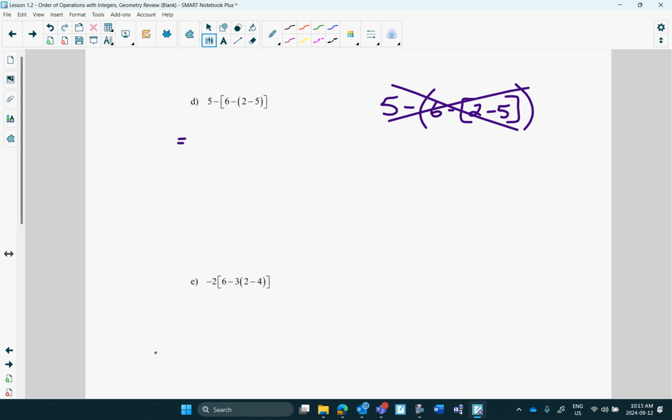So the first thing I want to do is this. I'm not touching the 5. I'm not touching the minus. I'm not touching this bracket. I'm not touching 6 minus. And I'm not touching the bracket on the end. All I'm doing is 2 minus 5. -3. You don't have to have parentheses around it this time because we're not multiplying it by anything beside it.